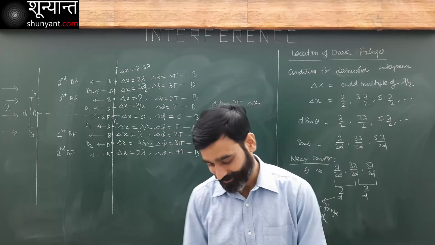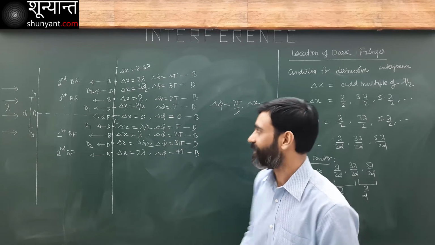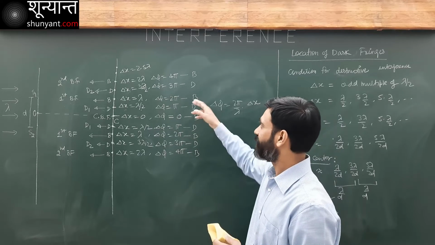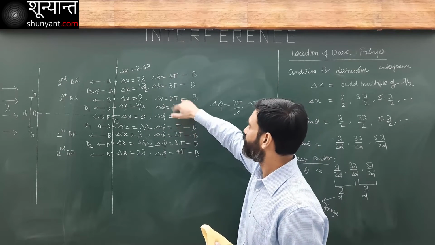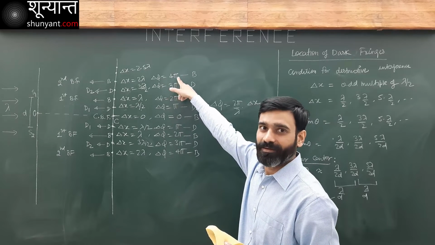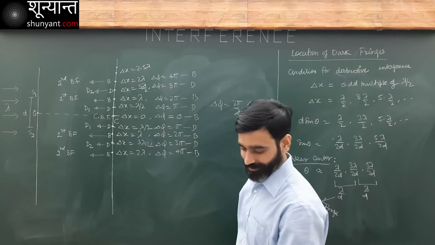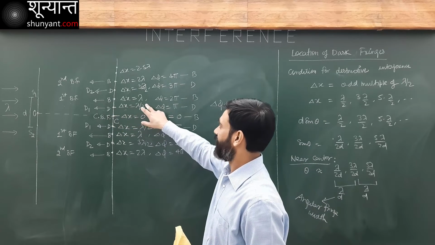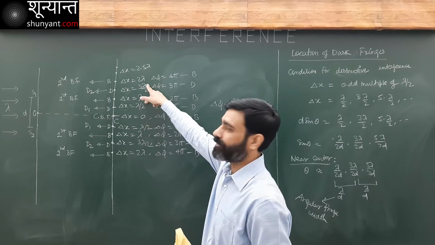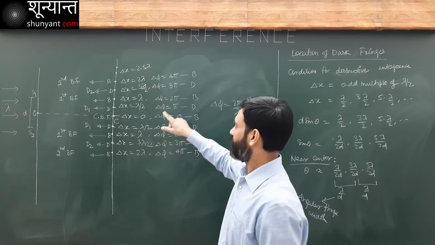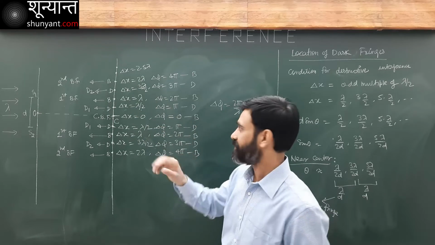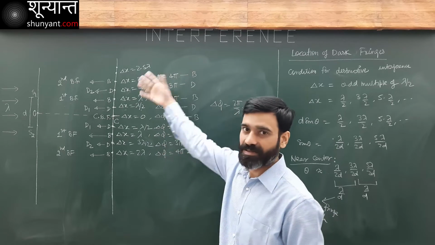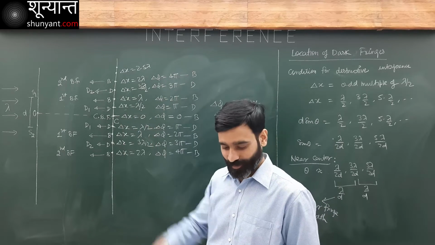Okay? Notice the pattern. Path difference for bright fringes: multiple of lambda. Phase difference for bright fringes: multiples of 2 pi: 0, 2 pi, 4 pi. Okay? Alright? Path difference for dark fringes: lambda by 2, 3 times lambda by 2, odd multiple of lambda by 2. In terms of phase differences, odd multiple of pi: pi, 3 pi, 5 pi, 7 pi. I will keep on getting more and more dark fringes.